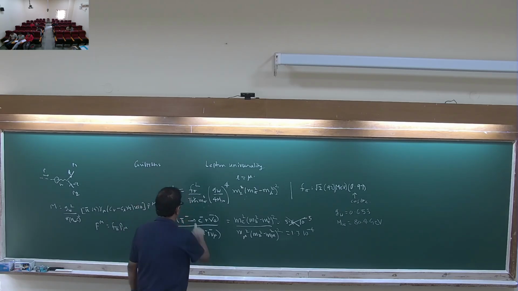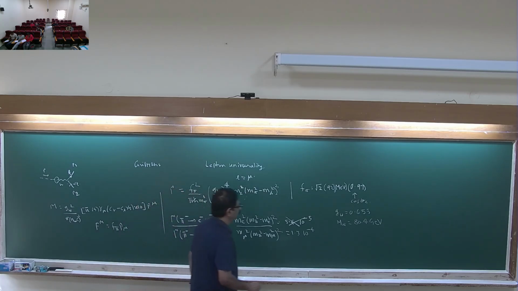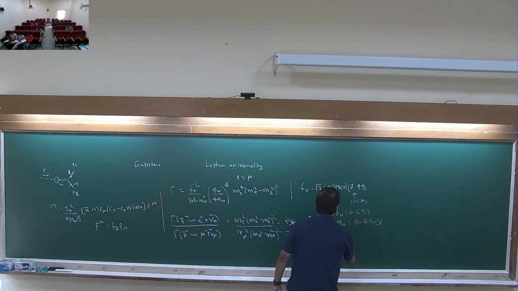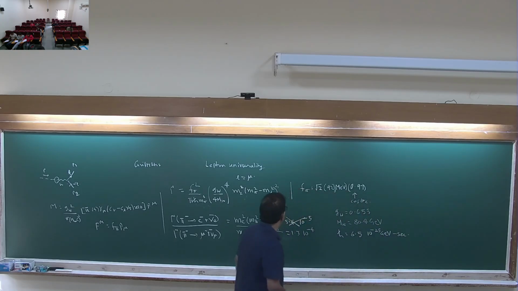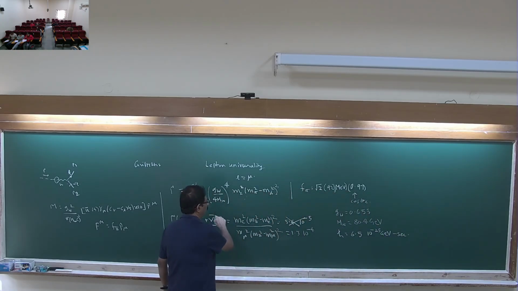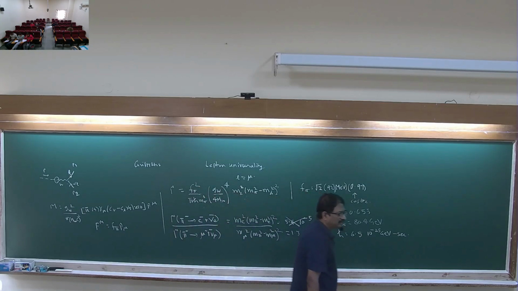So we have to divide it by h bar, and the value of h bar is 6.5 times 10 to the minus 25 GeV second, right? So then if you plug in these values, you should be able to get the width in seconds to the minus 1. So let's see what you get.